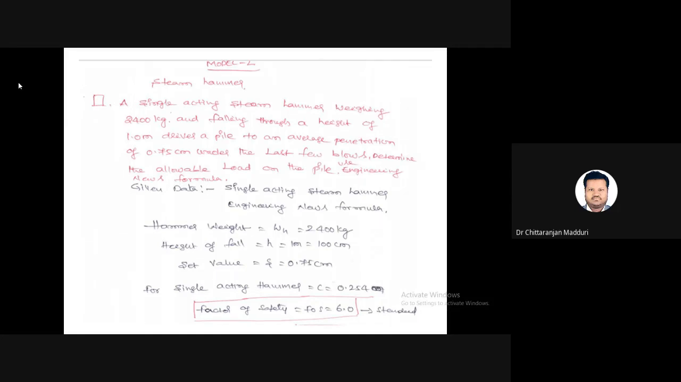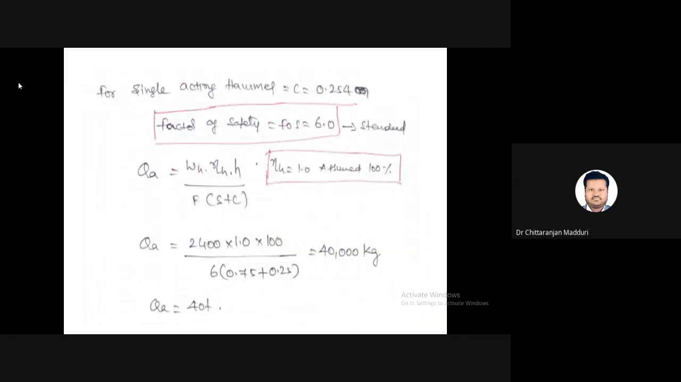So factor of safety is not given. So it is a standard value 6.0. For steam hammer, factor of safety equal to 6.0. So for single acting hammer, C equal to 0.254, factor of safety equal to 6.0. So efficiency of hammer is assumed as 100%. So weight of hammer 2400 kgs, height of fall equal to 100 centimeters, factor of safety 6, set value 0.75.